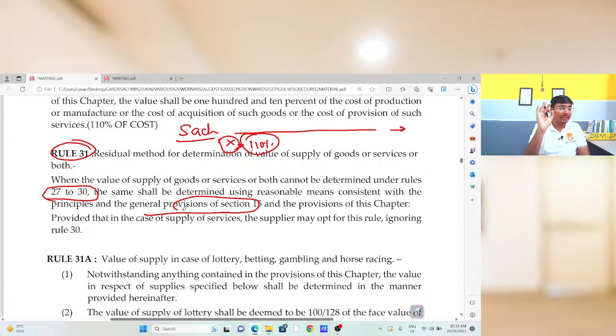So once confirm to me in the chat box that section number 15 subsection 1, 2, 3, 4 and rule number 27, 28, 29, 30 and 31 are okay for you, so that we can take certain more important rules in our discussion in today's session.